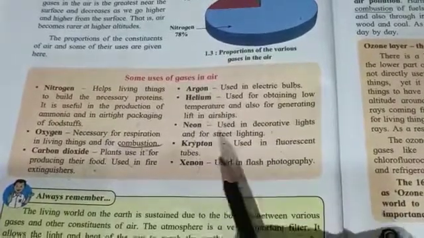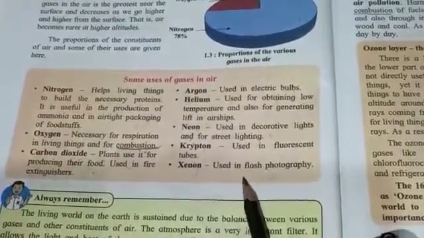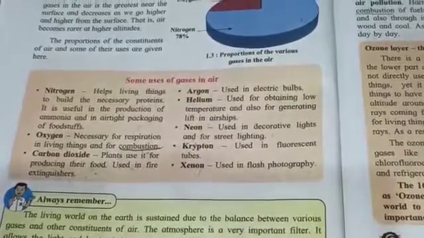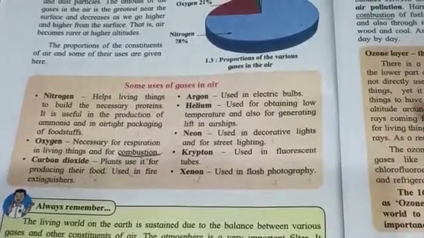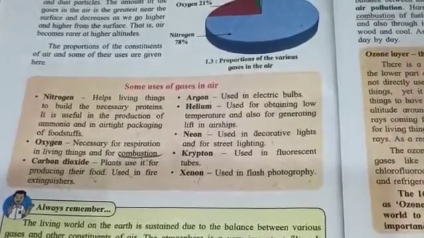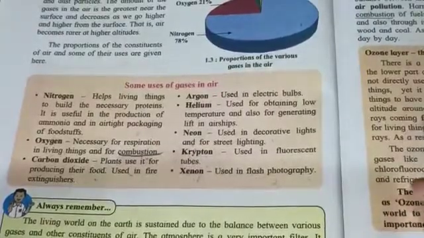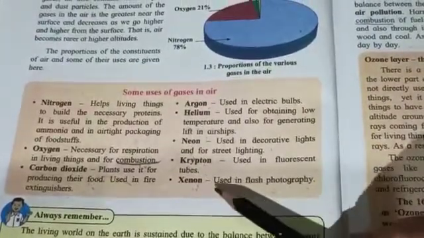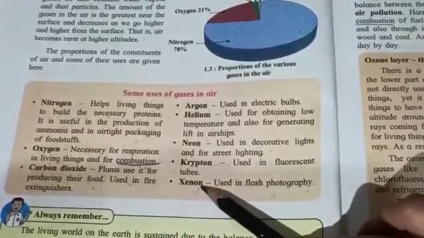Then the xenon gas. Xenon gas is used in flash photography. That means the big cameras, when we click pictures, there is a flash. Okay, when we click it, in that flashlight, the xenon gas is used.